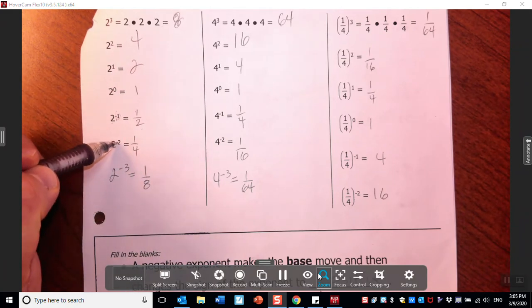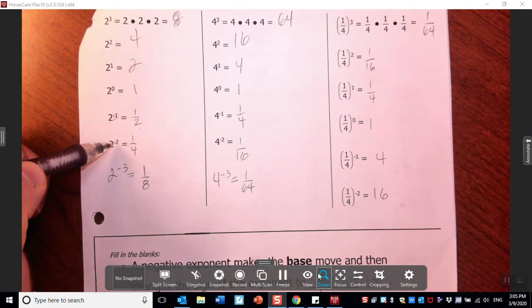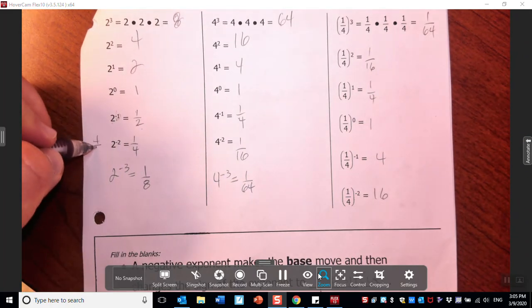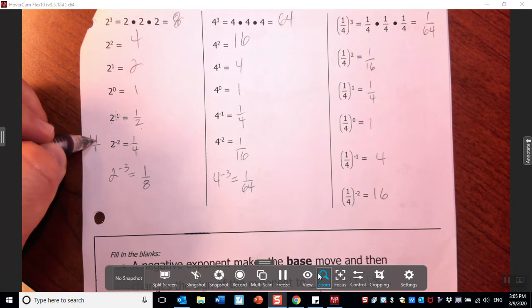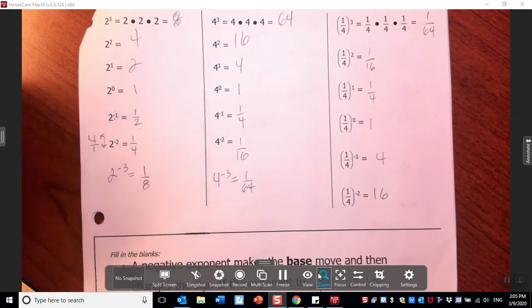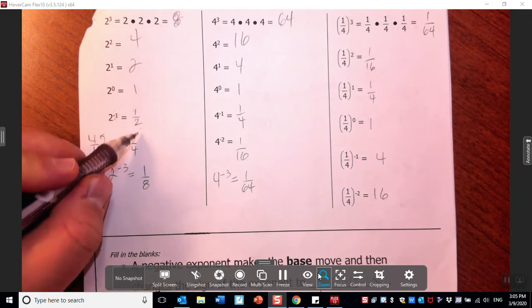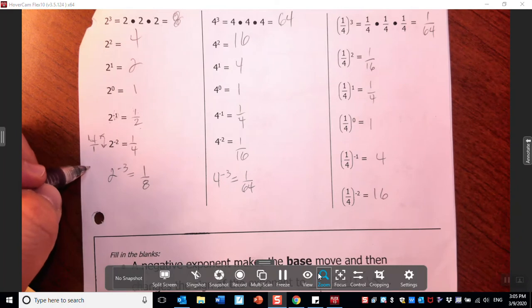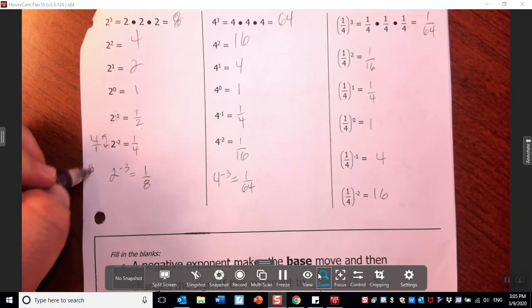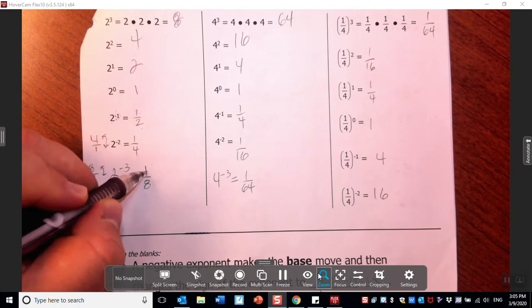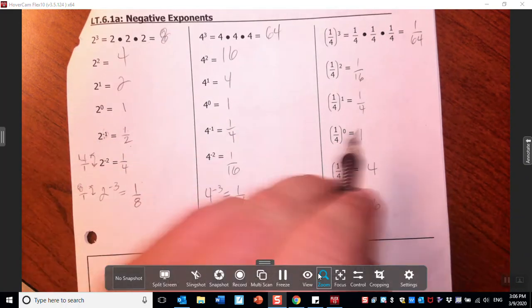2 squared is 4, right? Remember, we're making a reciprocal. So normally 2 squared is 4, which is like 4 over 1. But we're making a reciprocal, which means you flip it. So it's 1 over 4. And it doesn't stay negative. It becomes positive. Again, 2 to the third is 2 times 2 times 2, which is 8. But we need to make the reciprocal, which is 1/8, and it becomes positive. The same thing for these two.